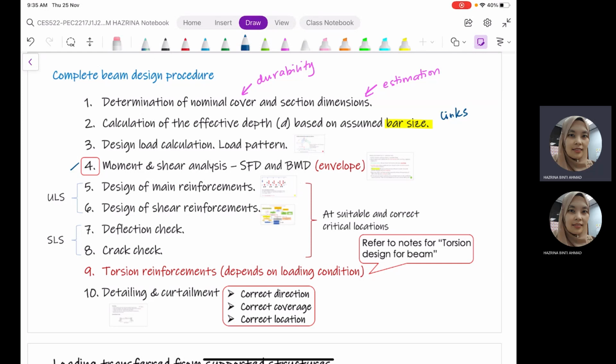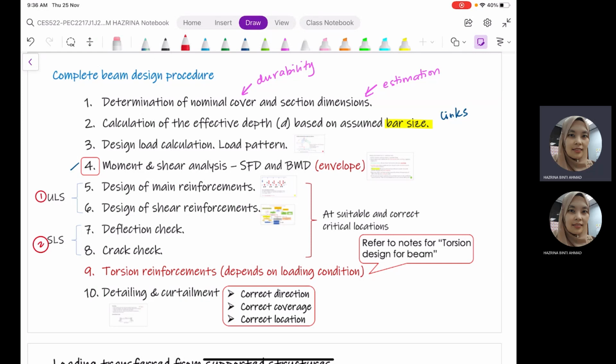The next one is the design. As I mentioned earlier, we are going to consider the ULS as well as SLS. So we have two limit states that we have to consider in the design. Under ULS, we are going to design the main reinforcements as well as design the shear reinforcements. As for the SLS, we are going to have the deflection check and also the crack check.